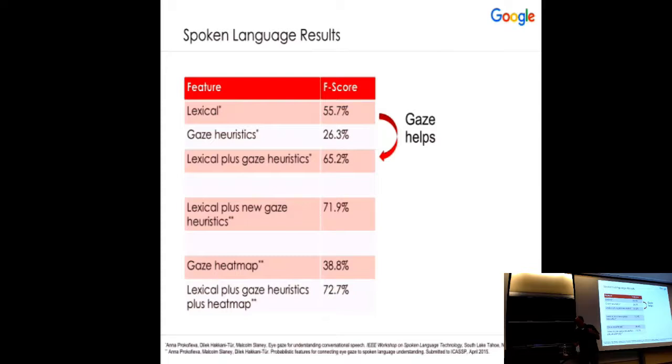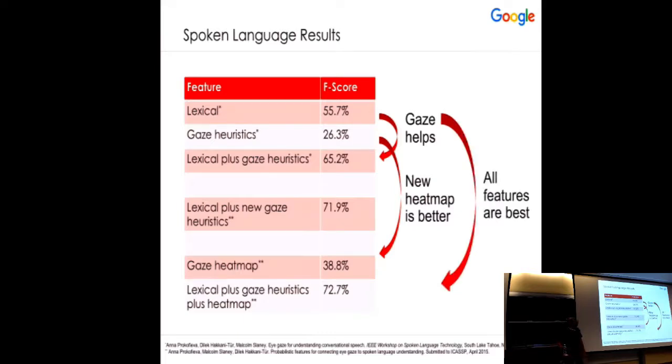The language results look like this, and I'll just highlight a few of them. So the heuristics helped by 10% in the F scores from the gaze. The new heat map worked even better, so it went from 26% to 38%. And then if you add all the features together, you get the final improvement. And so, it helps. It's good.